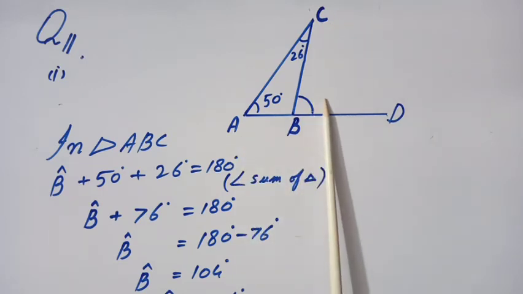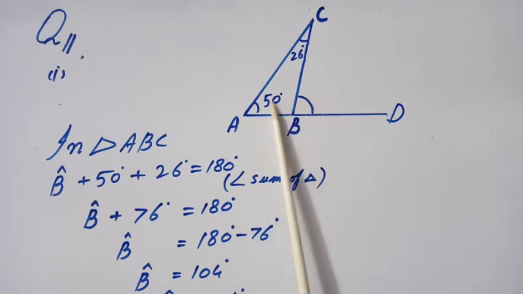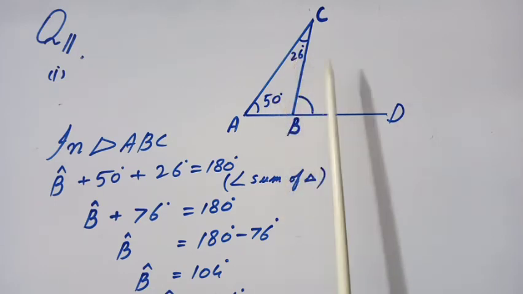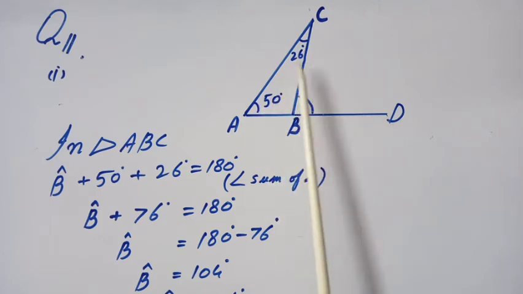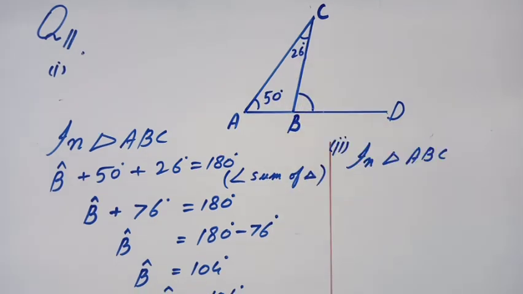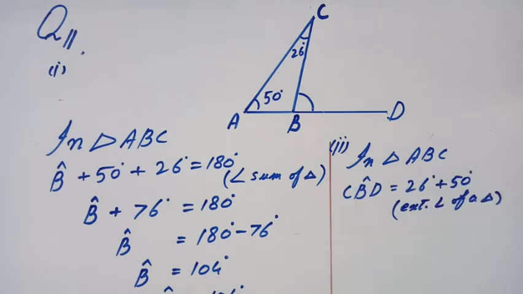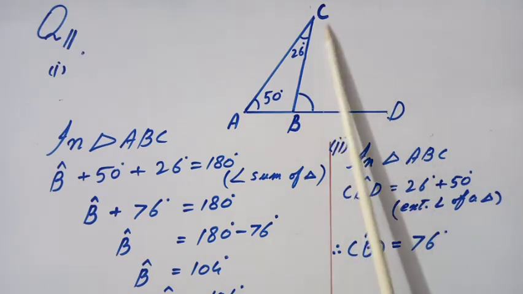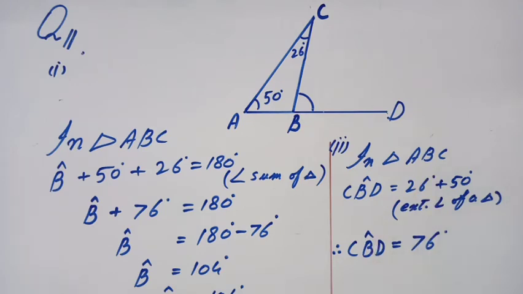So this angle would be equal to the sum of the opposite two interior angles. So CBD is equal to 50 plus 26, right? In triangle ABC, this CBD is equal to the sum of 26 and 50. Now we solve it. This is the exterior angle of the triangle ABC. This way CBD is equal to 76 degrees. Hence we have found that this angle CBD is equal to 76 degrees.